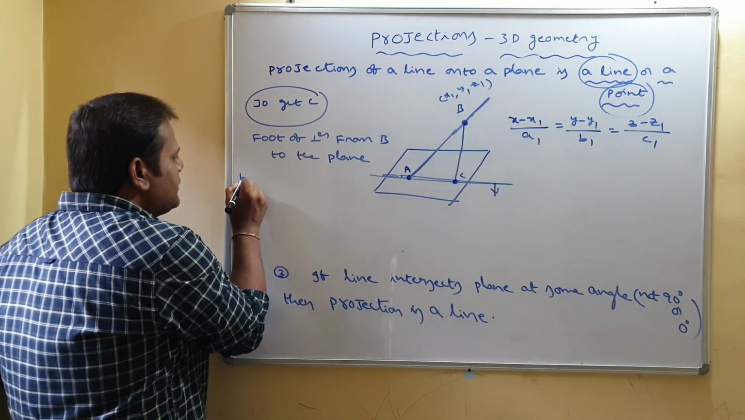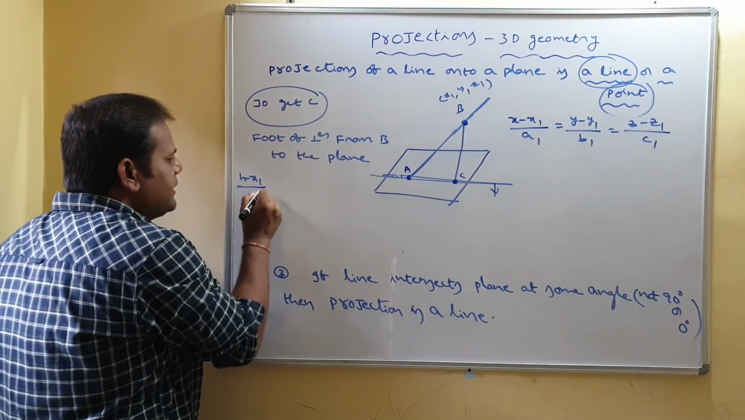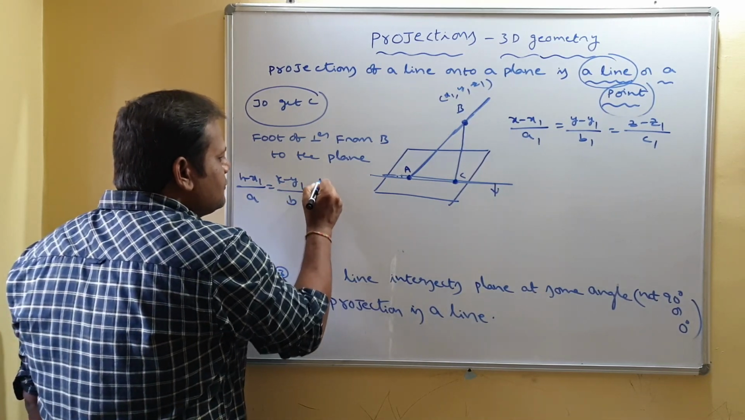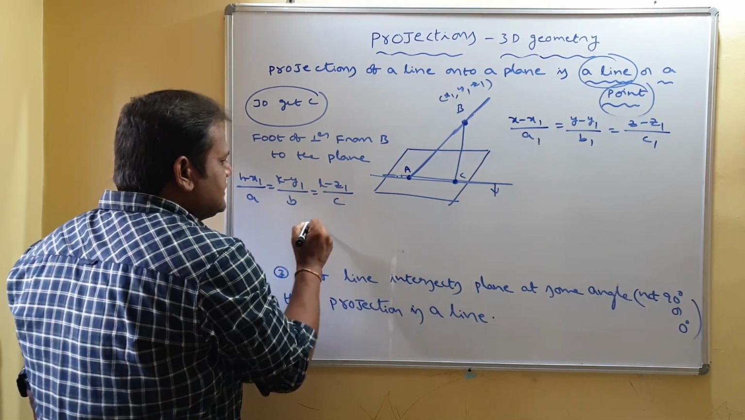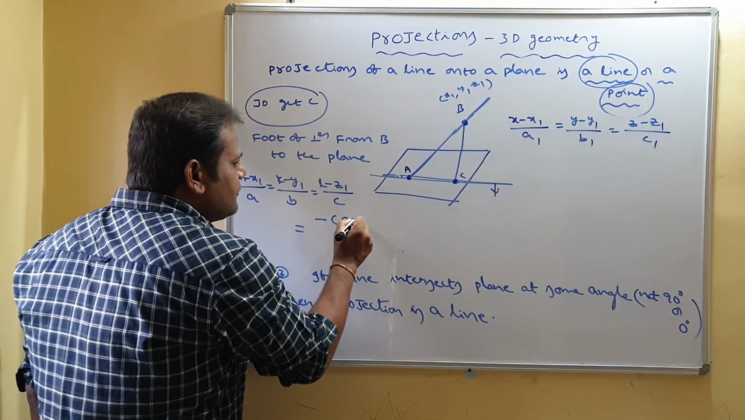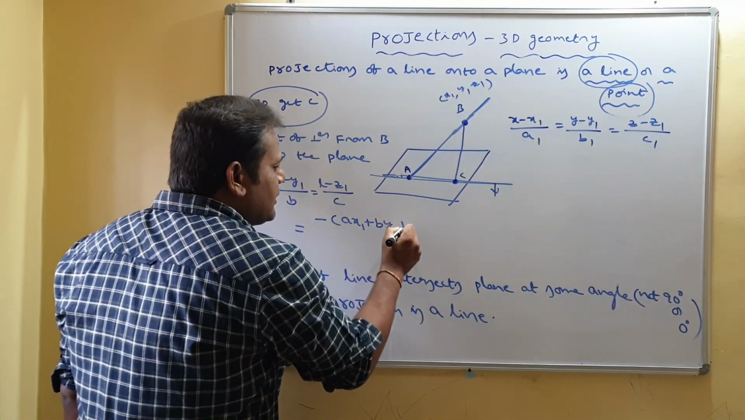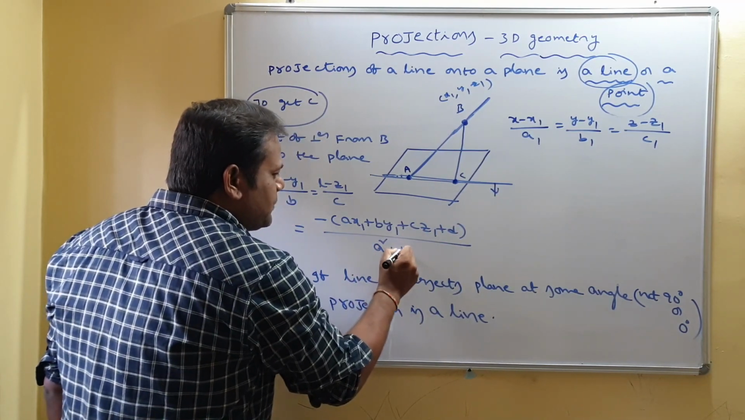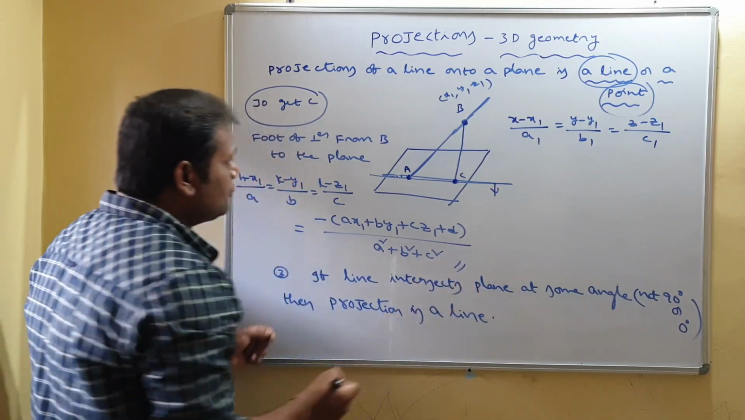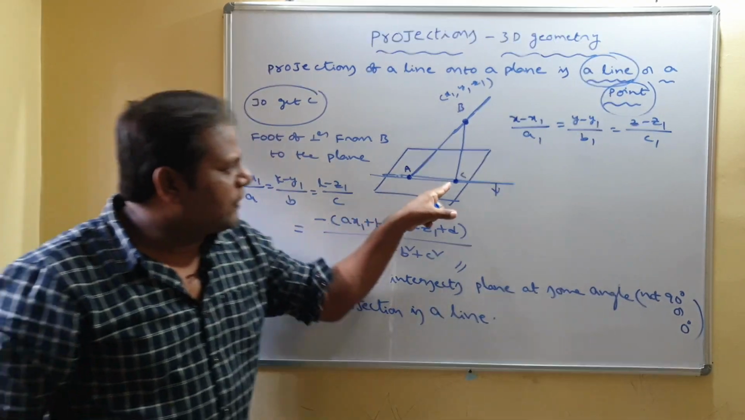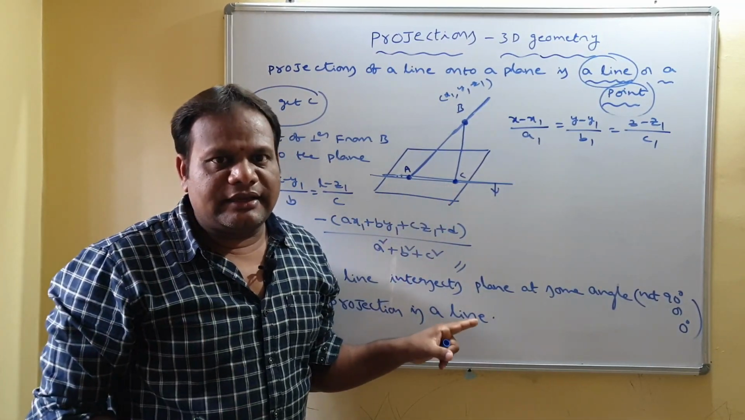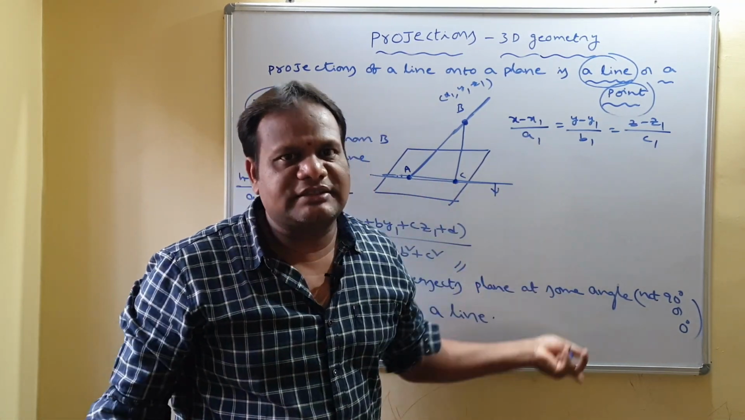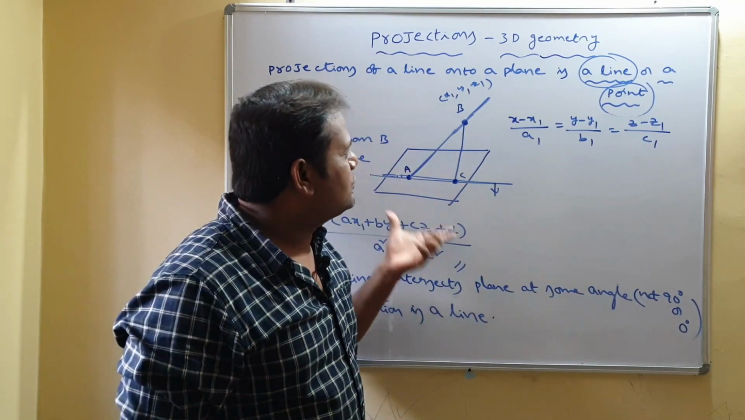What is that? (h minus x1)/a equal to (k minus y1)/b equal to (l minus z1)/c equal to minus of (a x1 plus b y1 plus c z1 plus d) by (a square plus b square plus c square). So using this concept we find C. So after getting A and C, can you write the equation of the line that passes through A and C? Yes, you can do that easily.